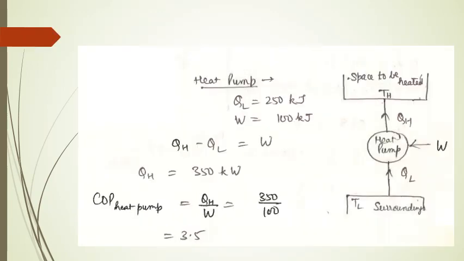Now when it is acting as a heat pump, then the objective is to heat up the space, means to heat up the region which is basically the high temperature reservoir. Now the magnitudes of QL and W are going to remain the same. No other difference has occurred in the question. Only thing is that now it is working as a heat pump. So what will be the COP of that heat pump? So COP of heat pump will be QH upon W and it will be 350 upon 100 and that is 3.5.